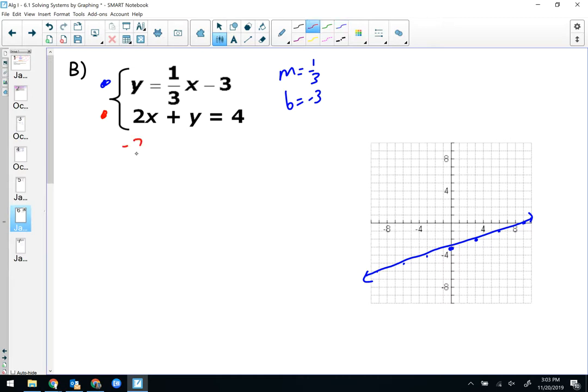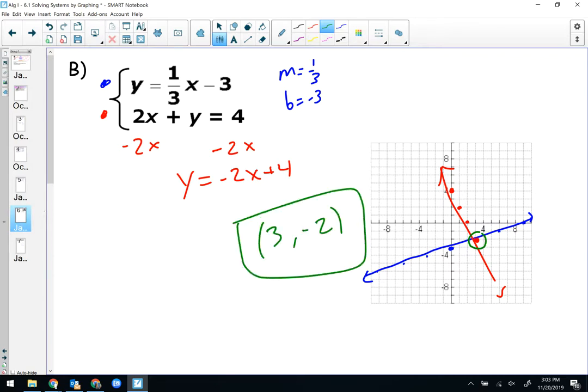Now for my red line, we subtract the 2x over to the other side. We get y is equal to negative 2x, and then a plus 4. Y-intercept of 4, and now go toward your other line. Down 2, right 1, down 2, right 1, down 2, right. Bingo. Here it is. 3, negative 2. Why are they all 3s and 2s? There's my answer there. Okay.